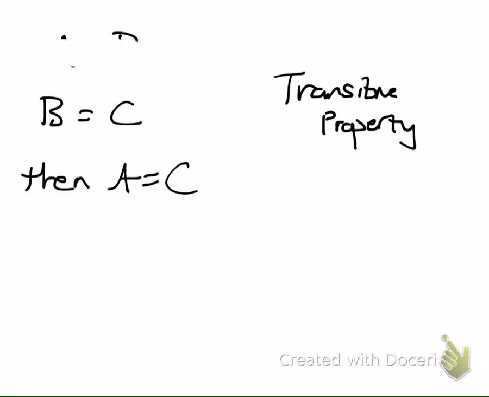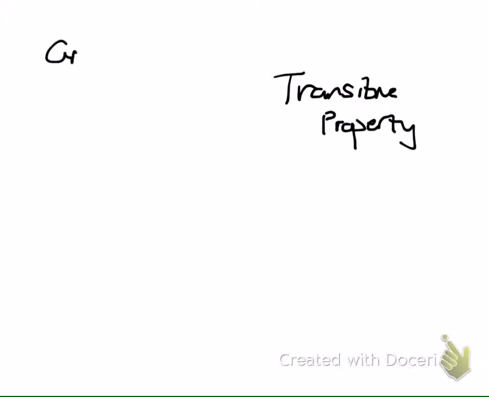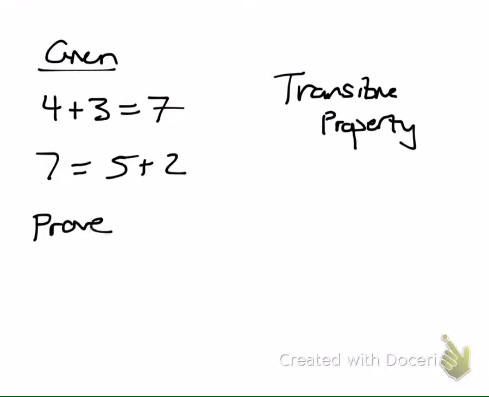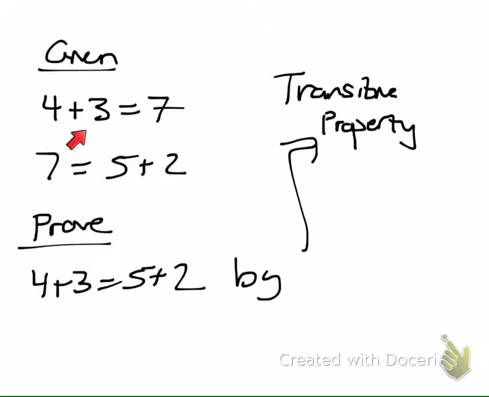So for example, if you're given 4 plus 3 equals 7, okay, and 7 equals 5 plus 2, prove that 4 plus 3 equals 5 plus 2, right? This would be by the transitive property, okay? If 4 plus 3 equals 7 and 7 equals 5 plus 2, then 4 plus 3 must equal 5 plus 2. If A equals B and B equals C, then A must equal C. It's a transitive property. If the first and second thing are equal and the second and third thing are equal, then the first and the third must be equal. Any questions with those three first? So those are three properties that we can use when we're using these algebraic proofs.